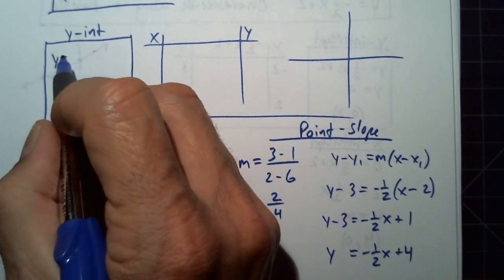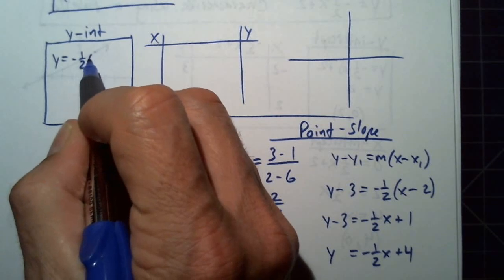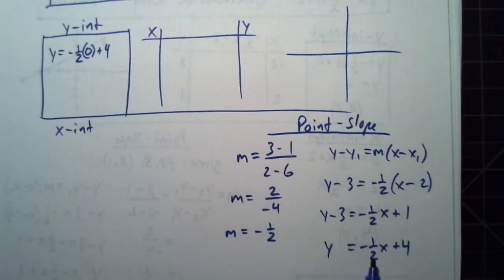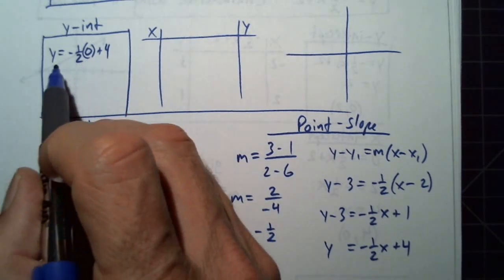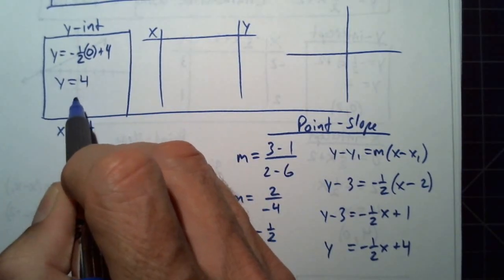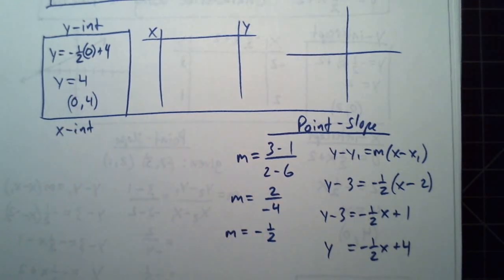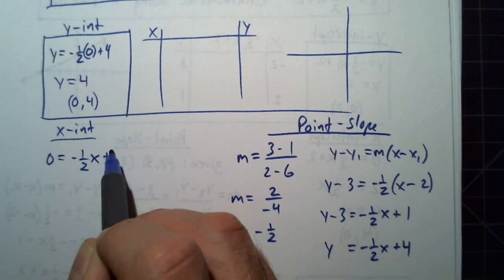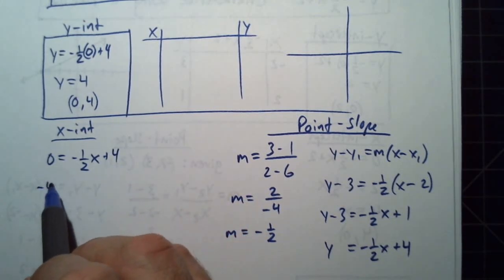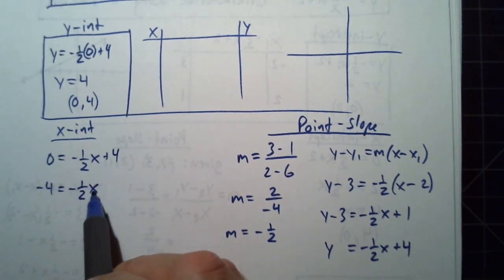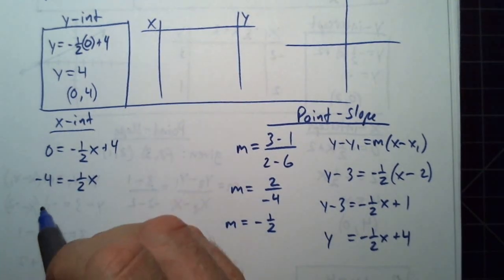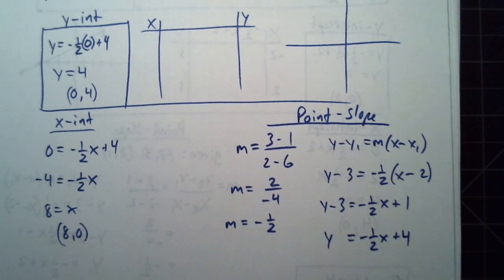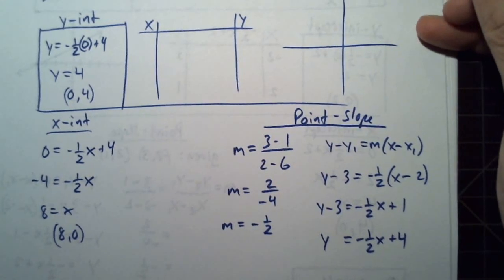So if the equation is this, then we put a 0 in for x, and we can see the y-intercept is 4. The x-intercept is when the y is 0. So we'll subtract 4. Multiply both sides by negative 2. And then let's put those on the graph.